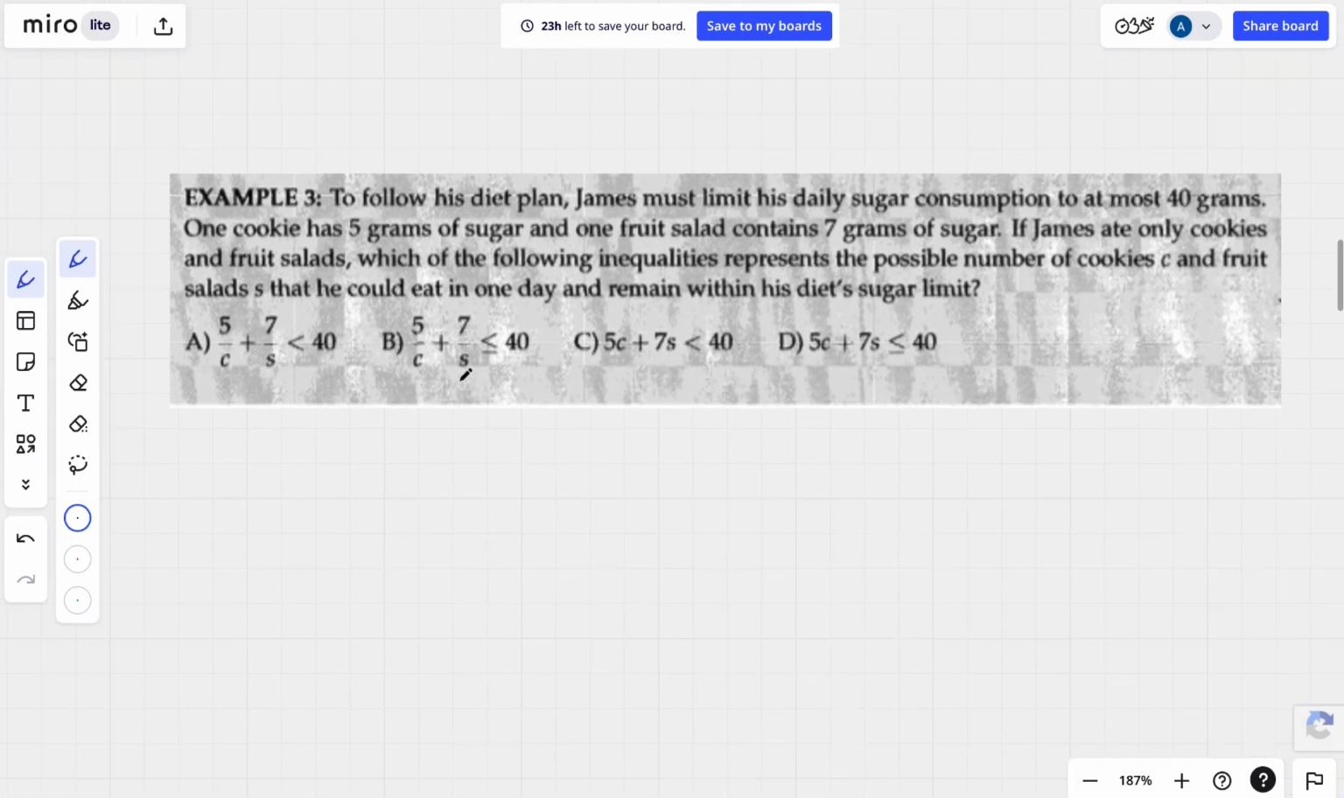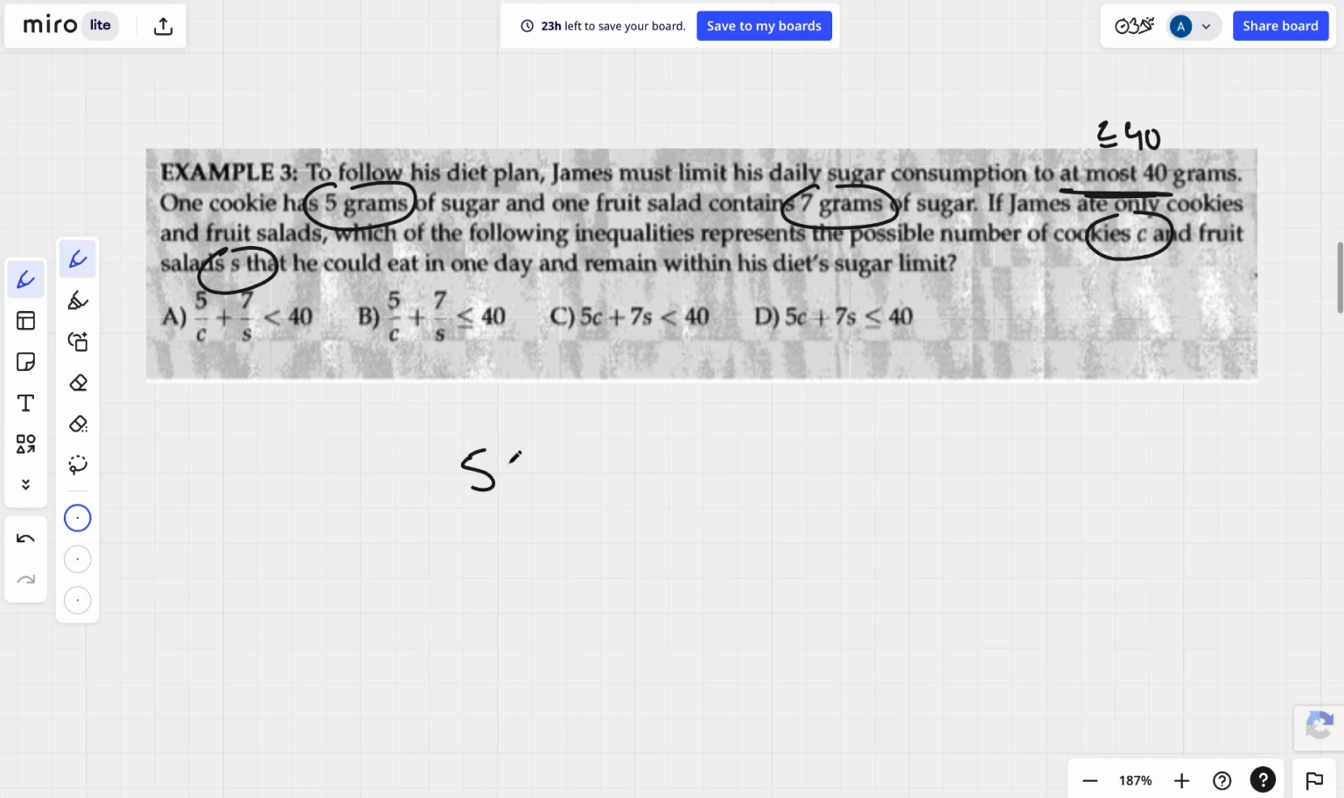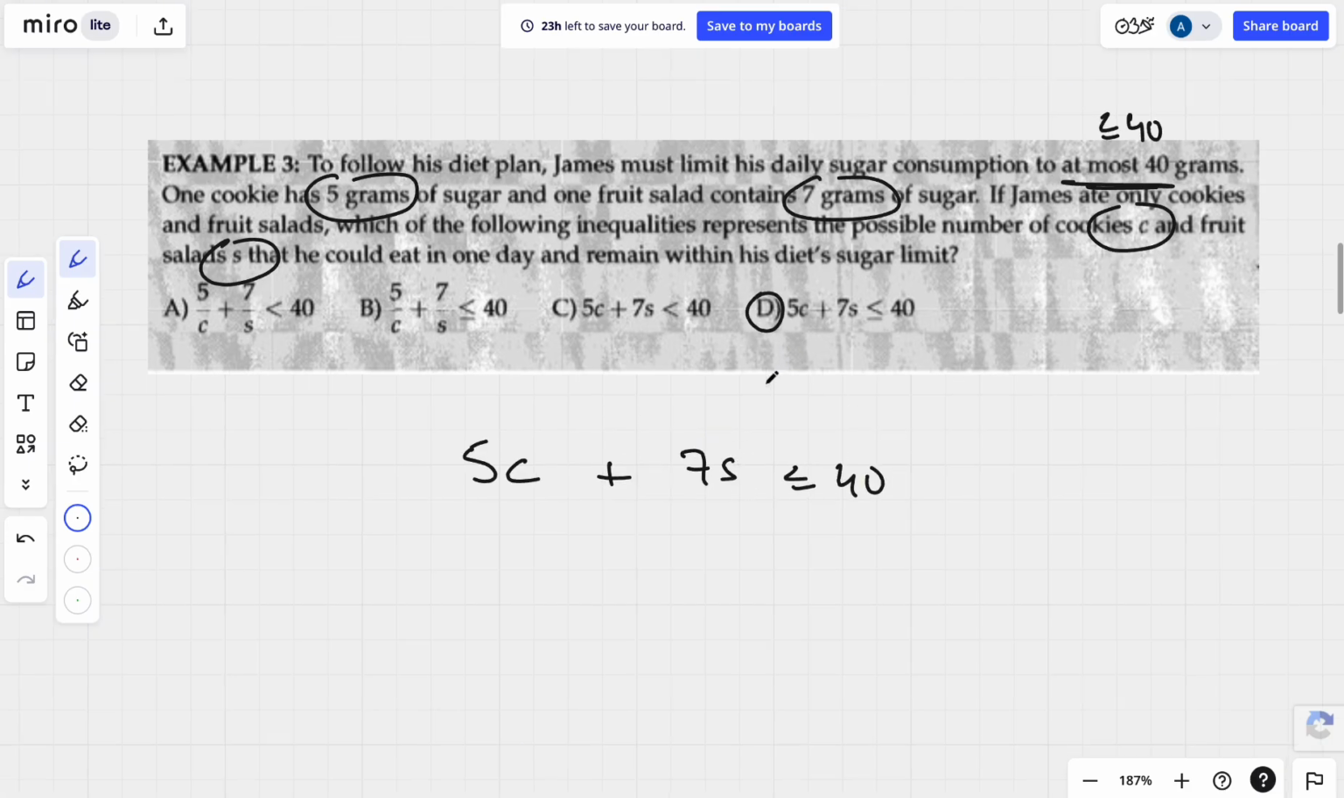Question 3. It says we have a diet plan at most 40 grams. So that's less than or equal to 40 in total. It says 1 cookie is 5 grams of sugar. Salad is 7 grams of sugar. And then it says we have C cookies and S fruit salads. So each cookie has 5 grams, so that's 5C plus 7S. It's 7 grams per salad, and that should be less than or equal to 40, at most 40. That's going to be D.